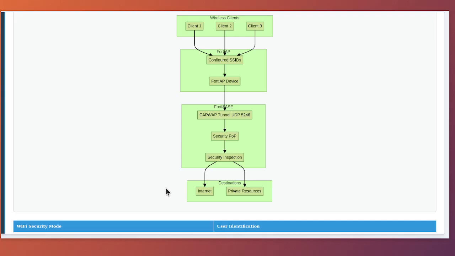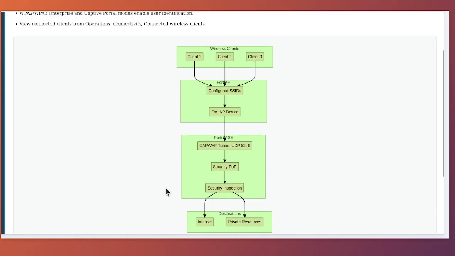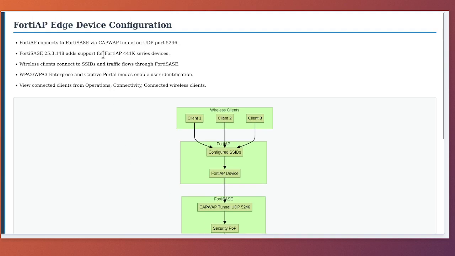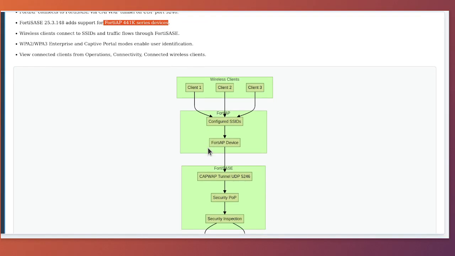FortiSASE 25.3.148 adds support for FortiAP devices in the FortiAP 441K series, expanding the range of compatible hardware. The configuration options have also been enhanced to streamline the FortiAP setup process.